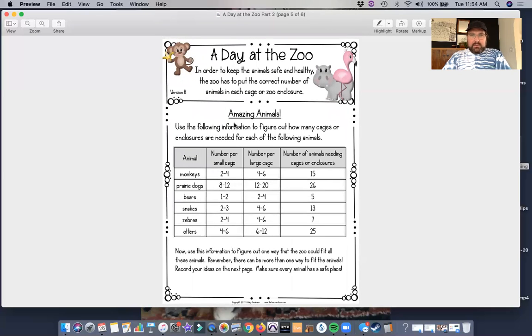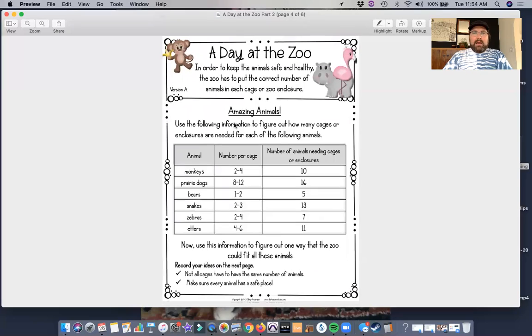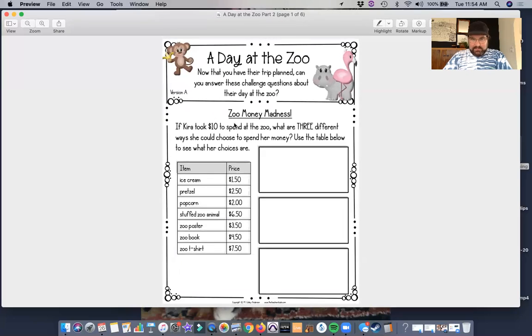If you're unclear about anything, go back and really listen to my instructions. But this should be a fun one for you. And this will wrap up our time at the zoo. That is doing worksheets in math at the zoo. So have fun with this.